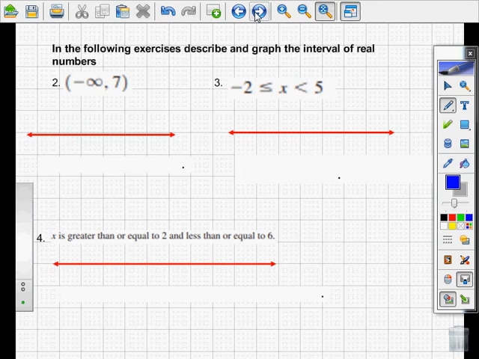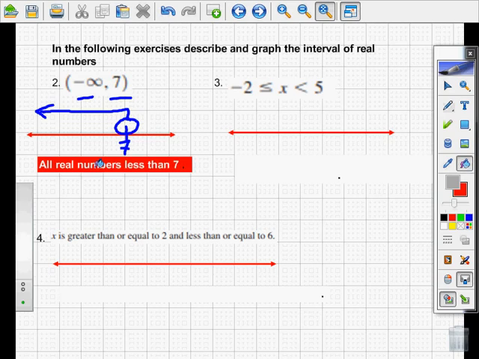In the following exercises, describe and graph the interval of real numbers. What we're going to do is that we're going to make our graph. It says negative infinity to 7, indicating that we have 7 and we have to move it according to the negative infinity. The negative infinity is indicating that it's moving to the left. The description for this one would be, here you have it. It says all real numbers less than 7.